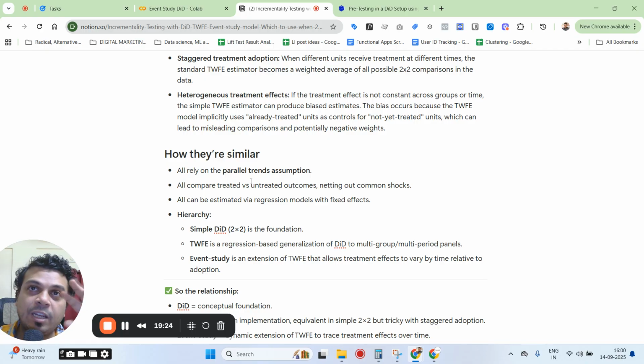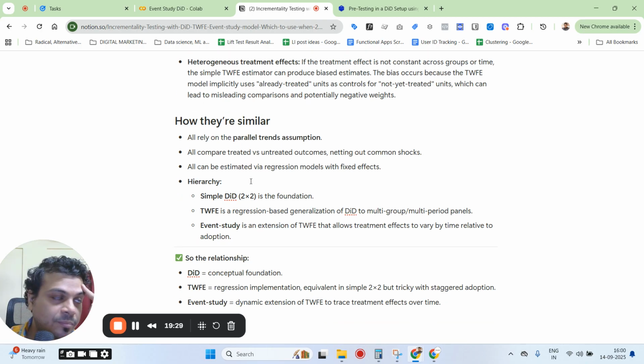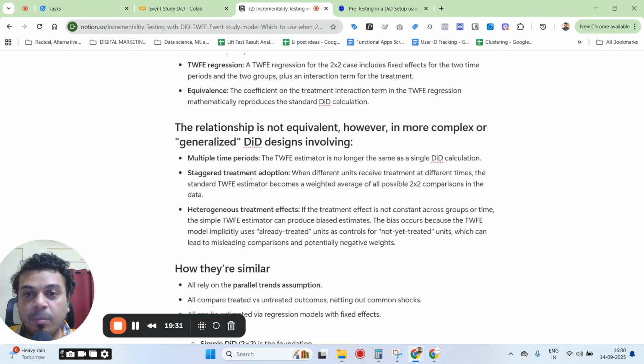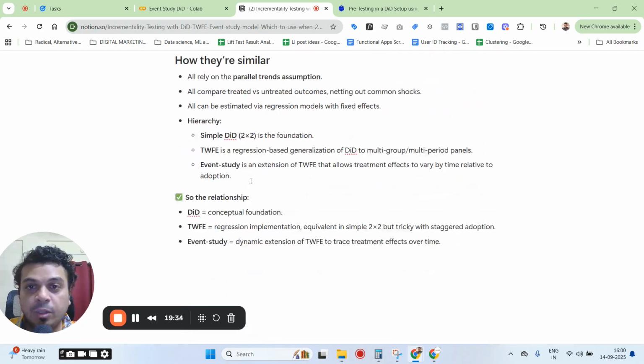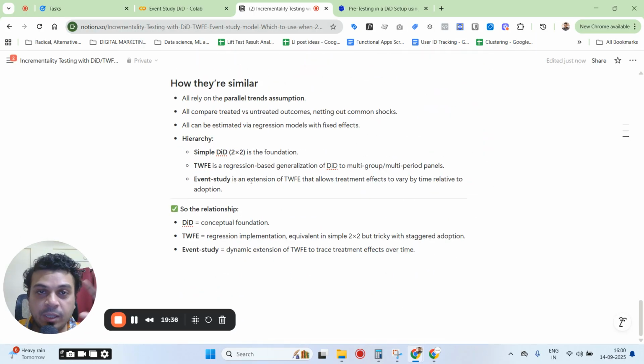So that then becomes a more complex version of this two-way fixed effects model. Essentially, the idea is event study, and you can see that there's a hierarchy. The simple DID is the foundation. TWFE is a regression-based generalization of DID when you apply it to multi-group or multi-period panels, and event study is an extension of TWFE that allows treatment effects to vary by time relative to adoption. So that's basically your hierarchy, and it's important to understand the fundamentals.